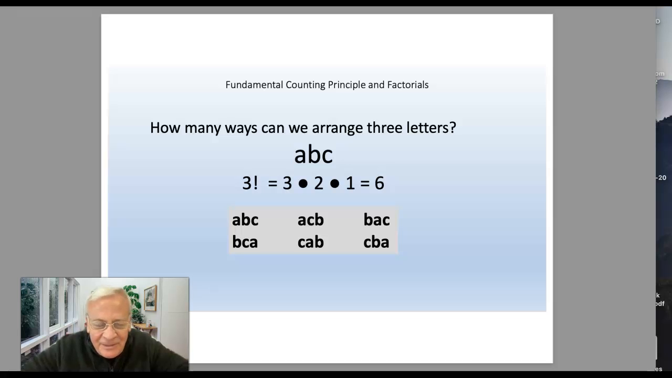Let's look at another example. How many ways can I arrange 3 letters, A, B, C? There they all are. Those are all the arrangements of the 3 letters A, B, C. There are 6 arrangements. And you can look at 3 times 2 times 1. That's 6.